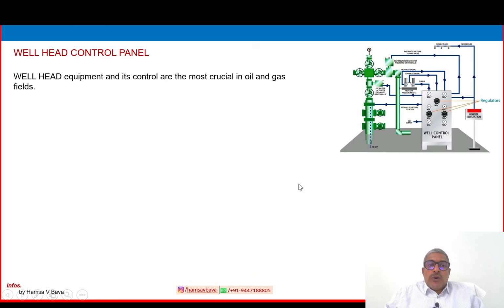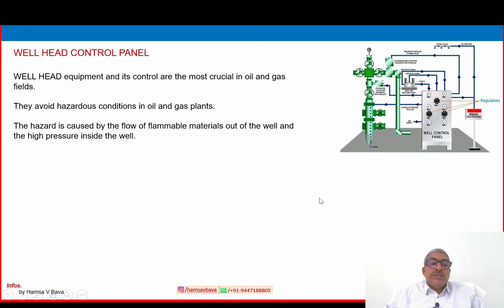Wellhead equipment and its control are most crucial in the oil and gas field. All these equipment are very crucial to protect the production process, plus the operators and environment, and of course the equipment as well. They avoid hazardous conditions in an oil and gas plant. The hazard is caused by the flow of flammable material. You know hydrocarbon is a flammable material coming out of the well, and high pressure forms inside the well. In case high pressure forms in the well, it is a hazardous situation.